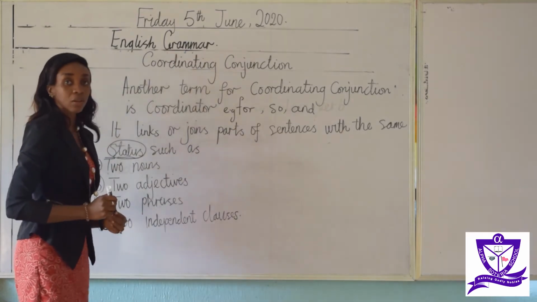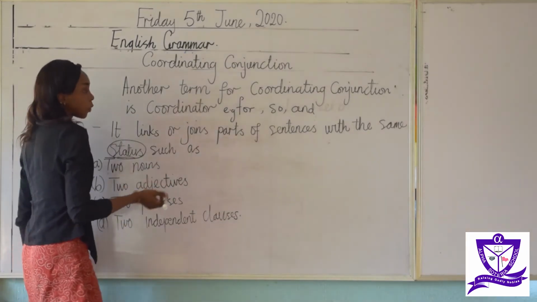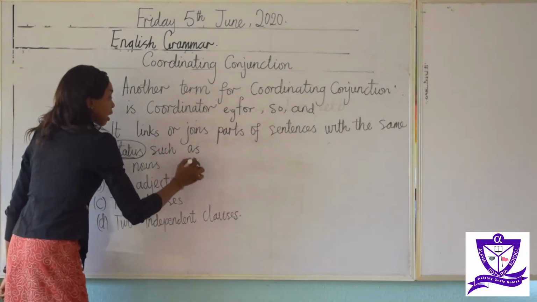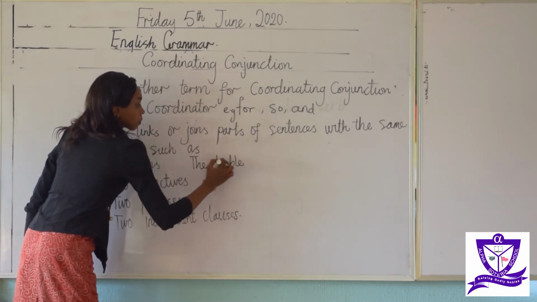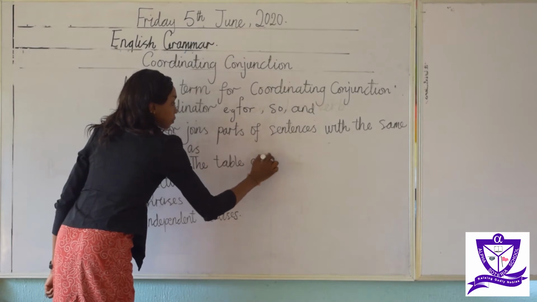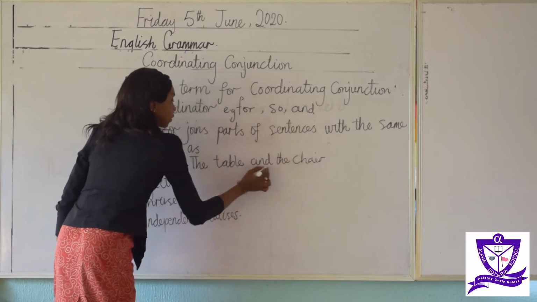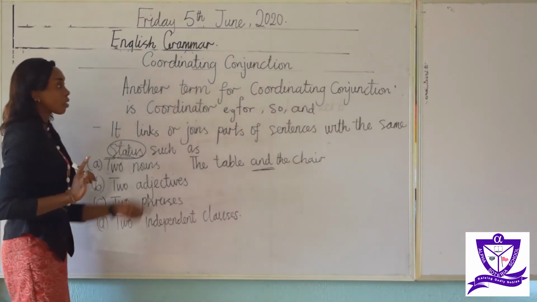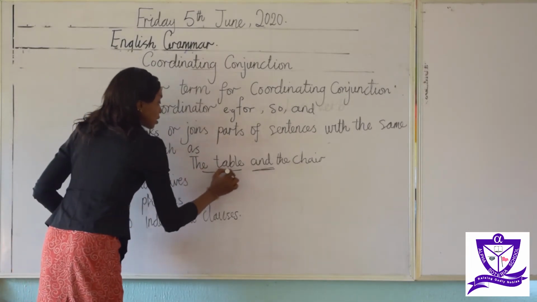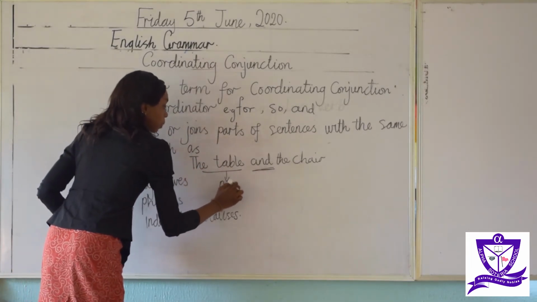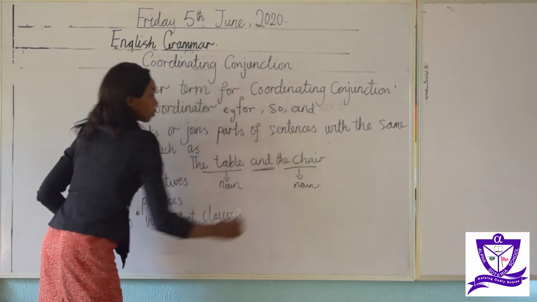Let's look at an example of two nouns. We know what a noun is. For example of a noun, we say the table and the chair. Now this "and" is a what? A coordinating conjunction. So it's joining the table, which is a noun, and the chair, which is a noun, together.